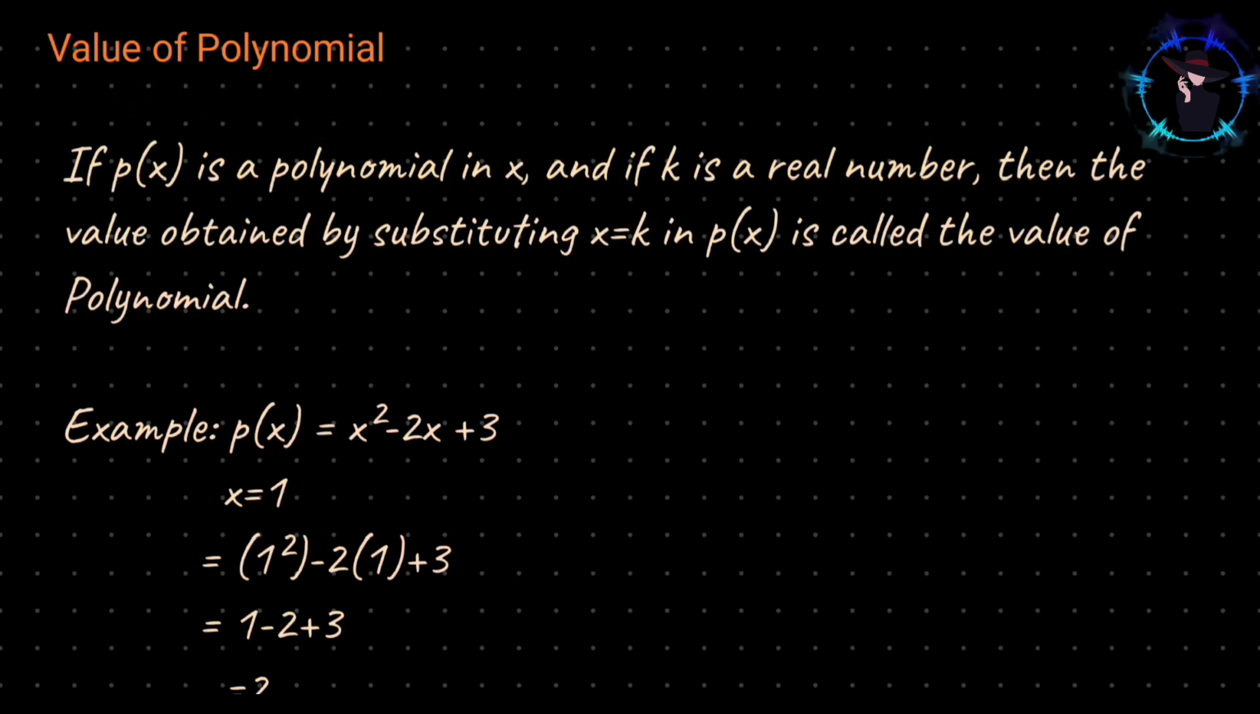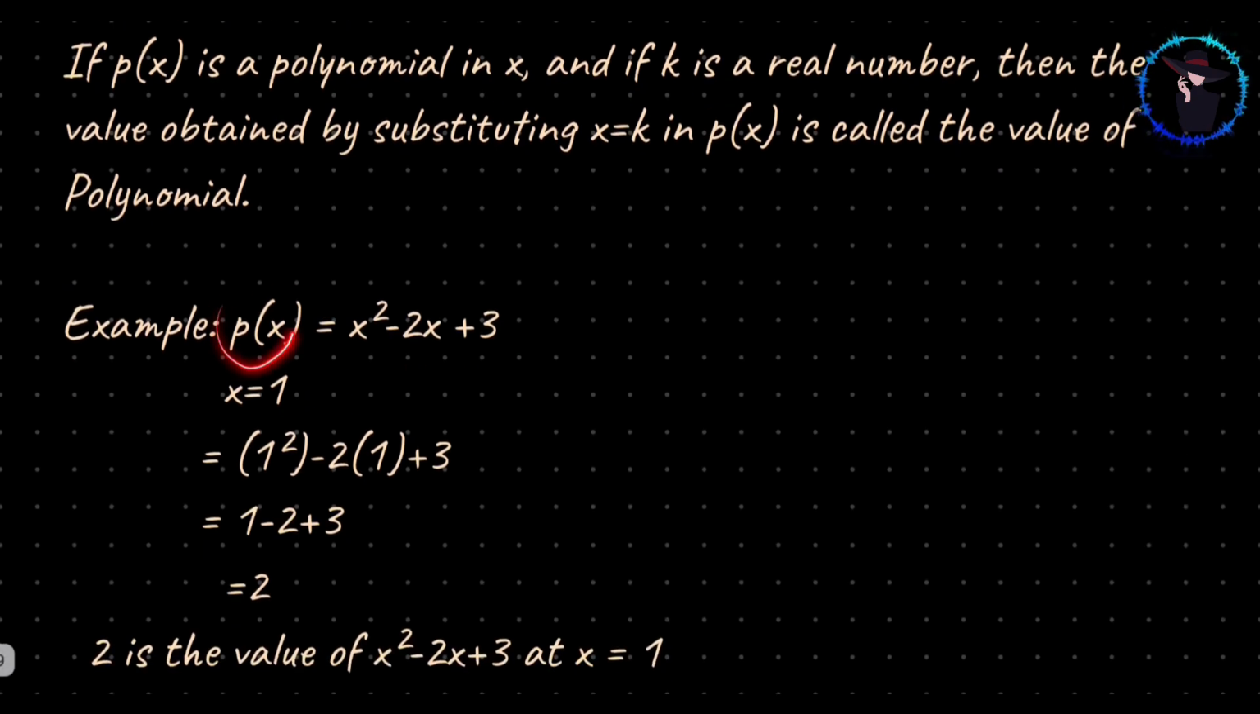Now, value of a polynomial. So what does this say? When we substitute any value in place of x, the result is known as the value of the polynomial. Let's read the explanation. If p of x is a polynomial in x and k is a real number, any number that we can substitute in place of x, we are taking it as k. Then the value obtained by substituting x equals k, that is p of k, is called the value of the polynomial.